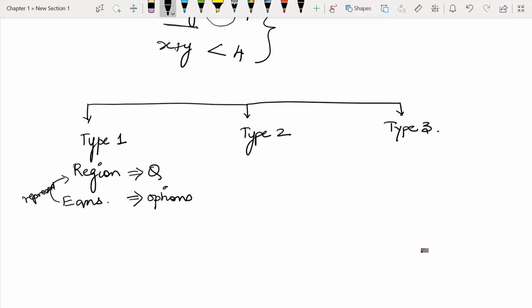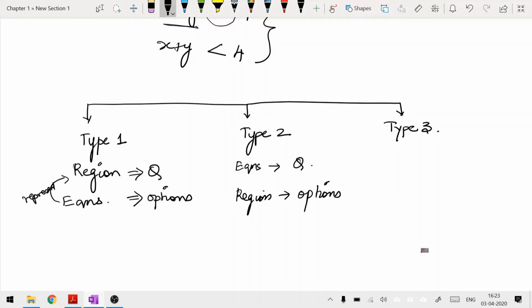In the next type, you will have equations given in the question and regions given in the options. So you will have to select which region represents the above set of equations.